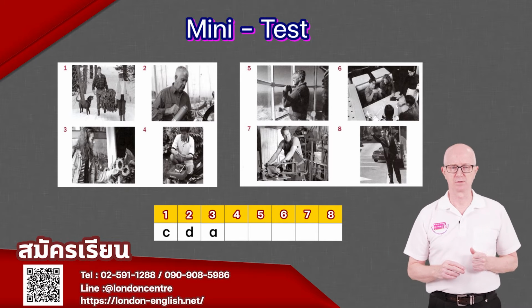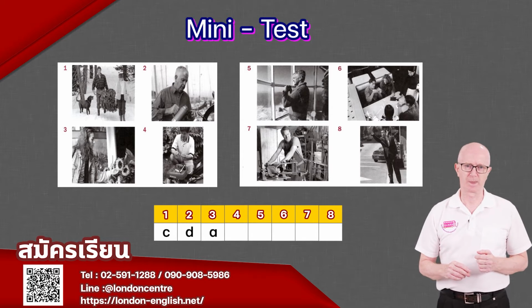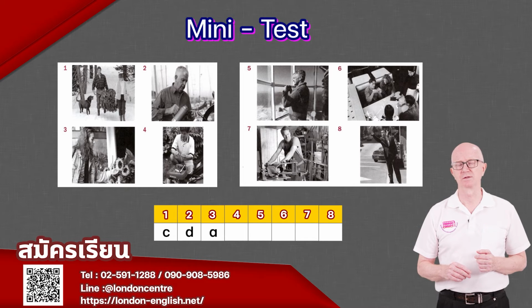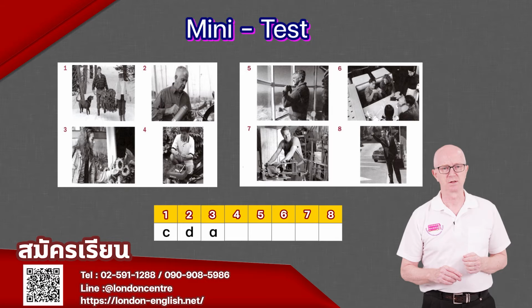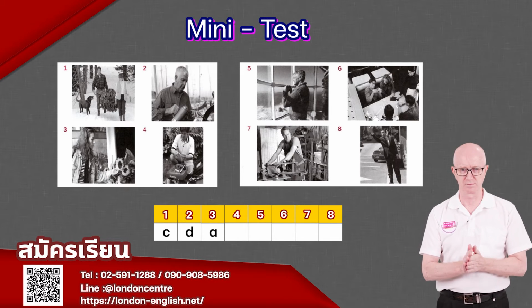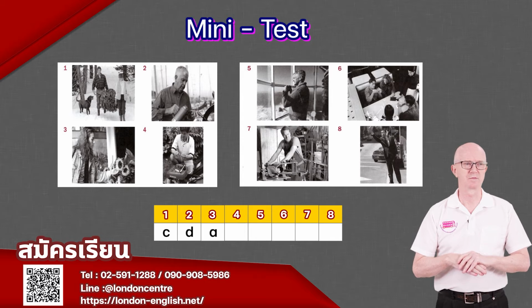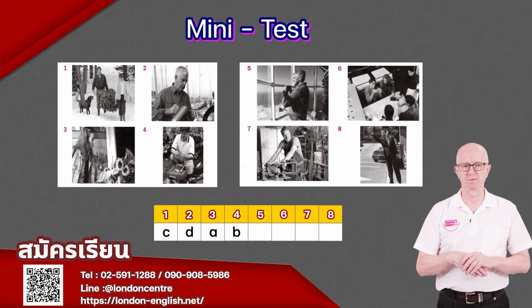Number 4. Look at the picture marked number 4 in your book. A. He's standing near the bushes. B. He's repairing a machine. C. He's cutting down a branch. D. He's fixing his car. 4B is correct.